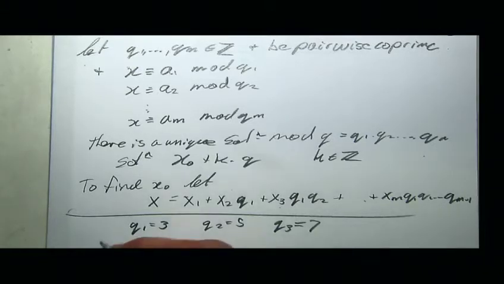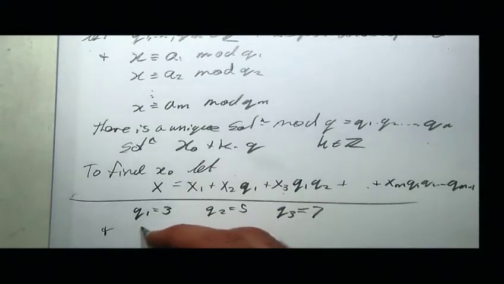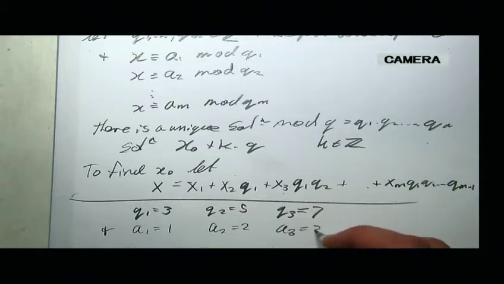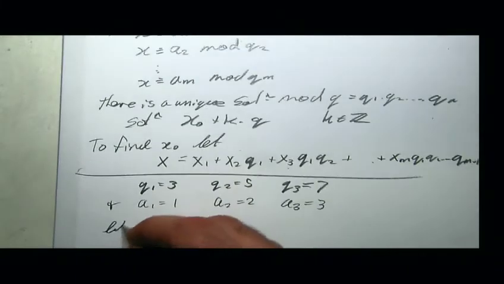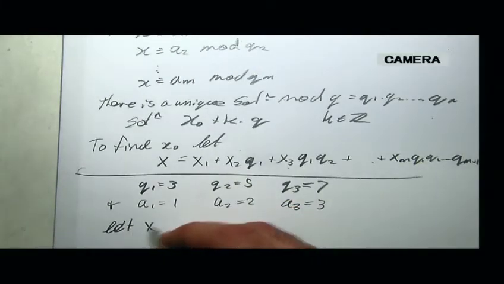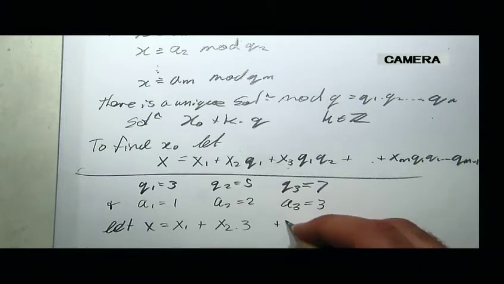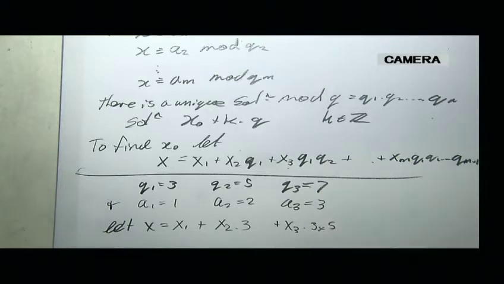So, next trick is to go and let a1 be equal to 1, a2 is equal to 2, and a3 is equal to 3. So we let x equal to x1 plus x2 times 3 plus x3 times 3 times 5. Alright, I have 3 unknowns, I have 3 equations, I'm going to be able to solve this. Yes? Awesome work.